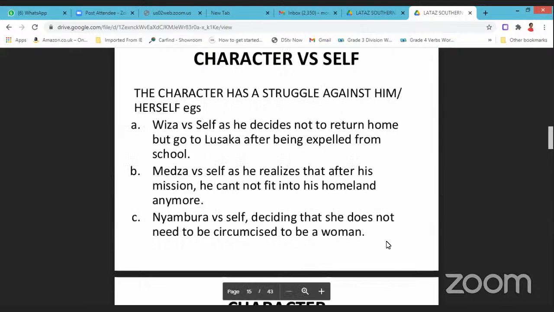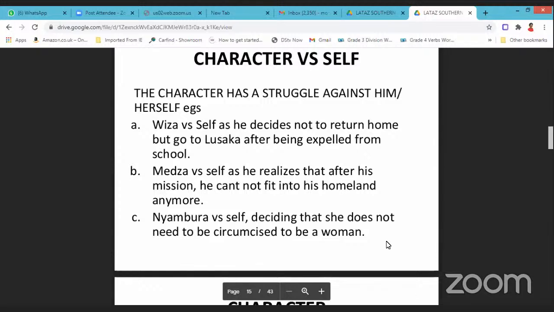Then we come to character versus self. Characters usually undergo a struggle in making a decision about a certain situation that they're in. For example, Wiza versus self. He had to make a decision whether he should return home and face his father after having been expelled from school. But then he decided he couldn't do that, and he decided to go to Lusaka and find a way to fend for himself as he waited for his brother Kocha to come back.